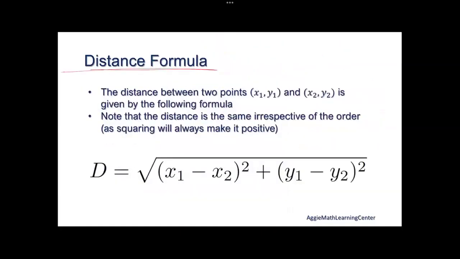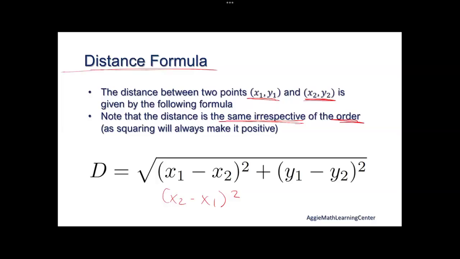The distance between two points (x1, y1) and (x2, y2) is given by the following formula. Note that the distance is the same irrespective of the order. So that means you can take x2 minus x1 and you'll still get the same thing out, because it's just the distance. It doesn't matter which one comes first, because on a graph the distance doesn't care about which one comes first. So yeah, this is the distance formula.